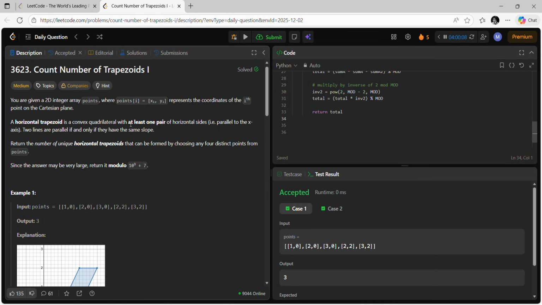So from this question, we saw how to smartly convert a geometry problem into a combinatorics problem using grouping, combinations, and a powerful mathematical identity. This approach runs in linear time and easily handles one crore points, so it's both efficient and elegant.